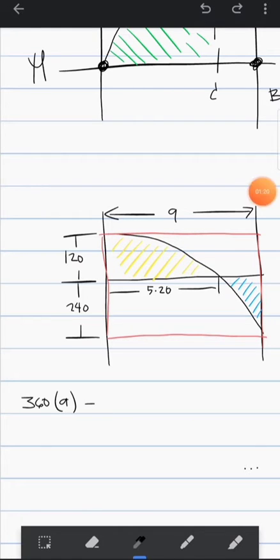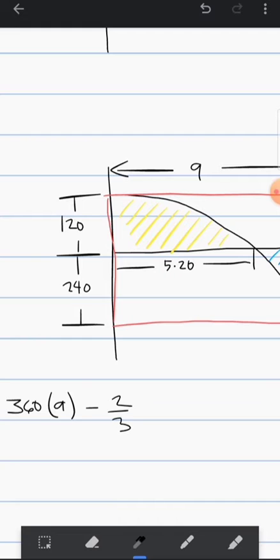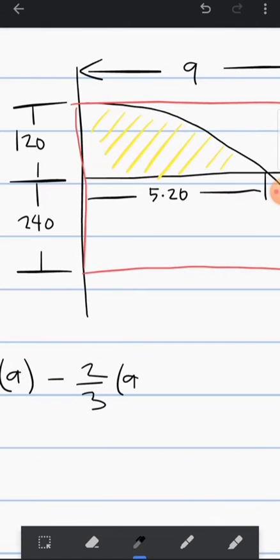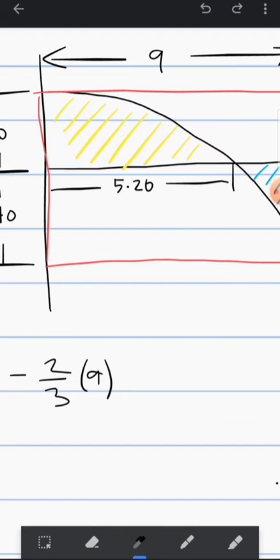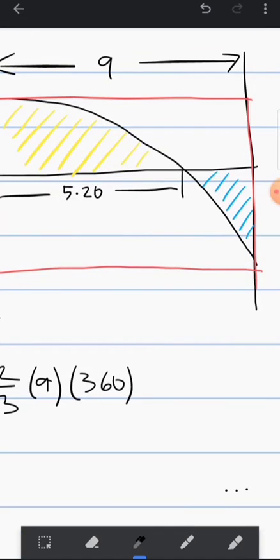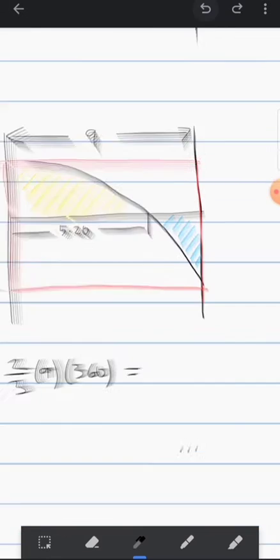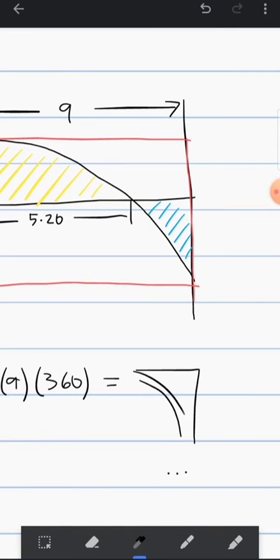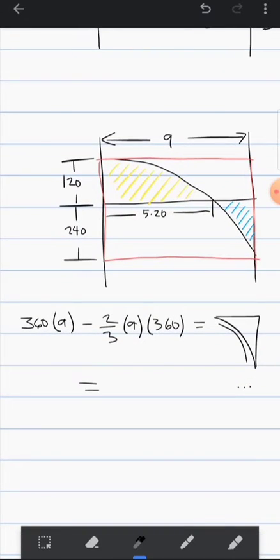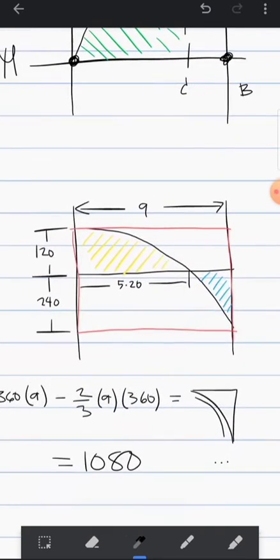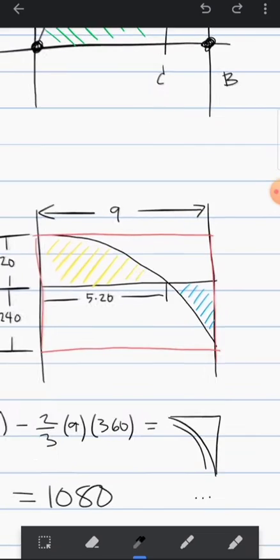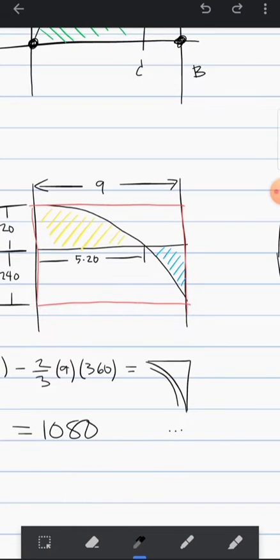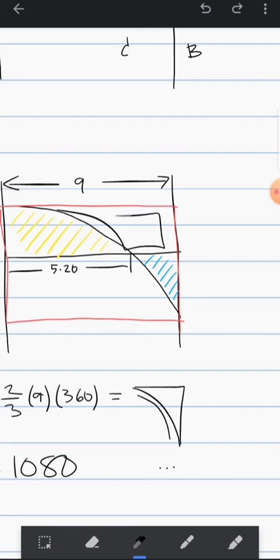The area of the bigger spandrel is 2/3 base times height. The base is 9 times the height 360, which is equal to 1080. So this big area is 1080, and all we need to do now is subtract the small area.